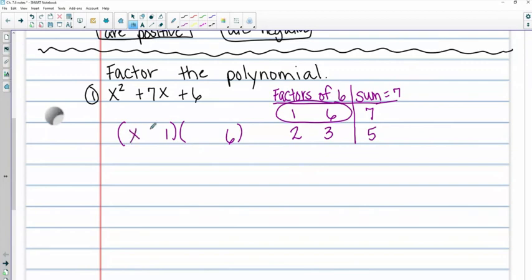And the beginning part will be x plus and x plus. And we know they're both positive because we know that they were both positive. So that's it. This is the way you factor. So our answer is x plus 1 times x plus 6. Okay, any questions on what I did here?